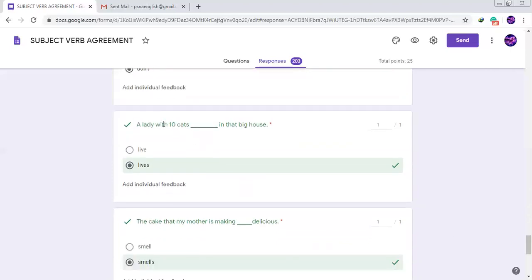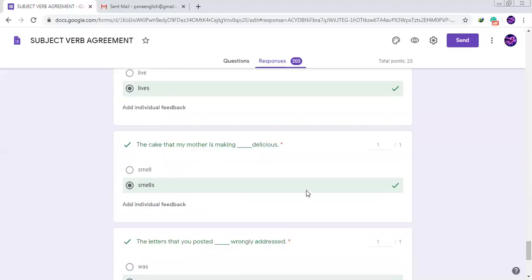Then, the lady with 10 cats. I told you, two different subjects combined by "with", "along with", "together with", "as well as" give importance to the first subject. So here the lady is singular, so the answer is "lives". Do you remember? The lady is singular, so lives. When I say ladies, what will be the verb? Live. Ladies, you have "s" there, so the verb will not have any "s". So the ladies live. When I say a lady, we don't have "s" here, so the verb will have "lives". So the lady lives.